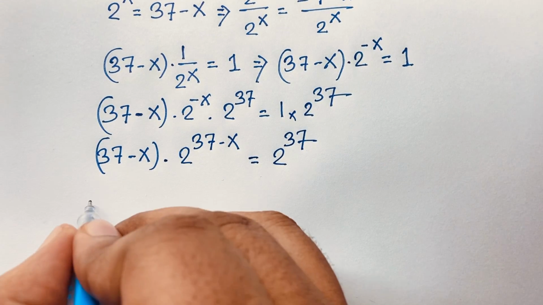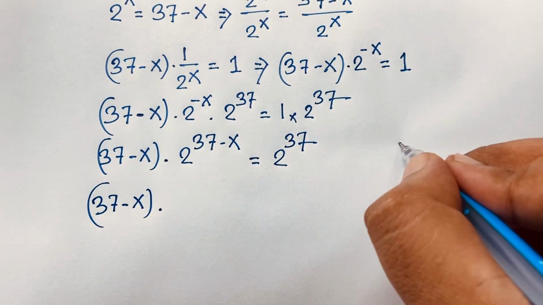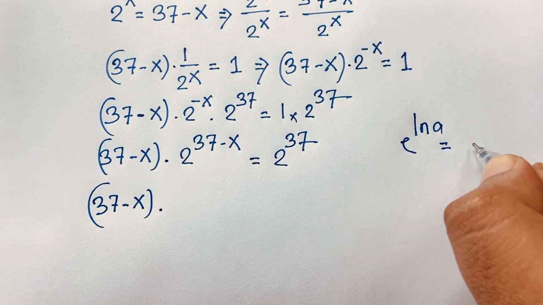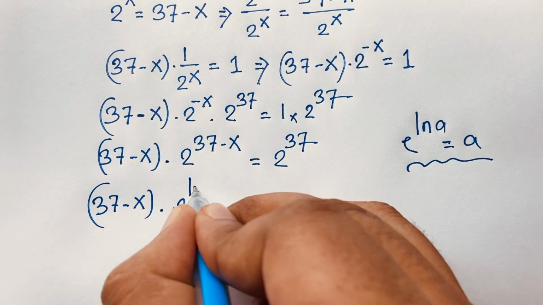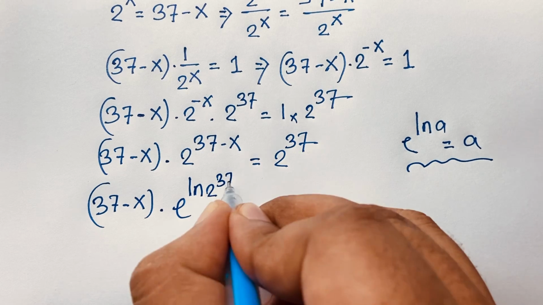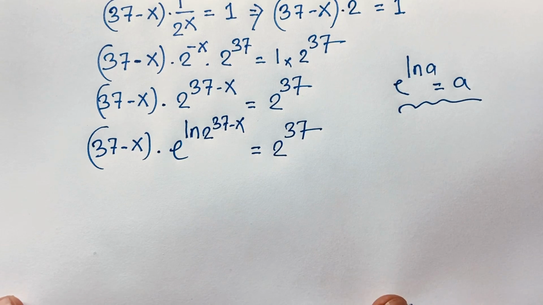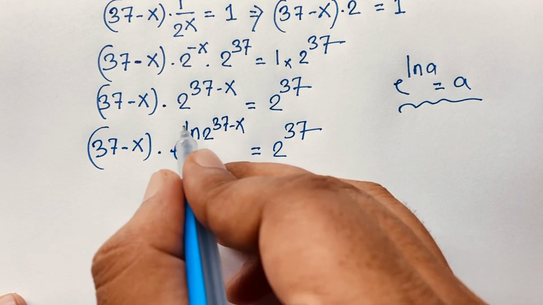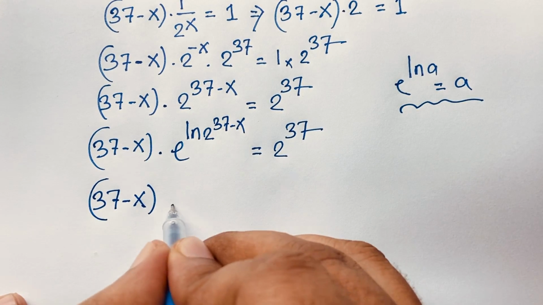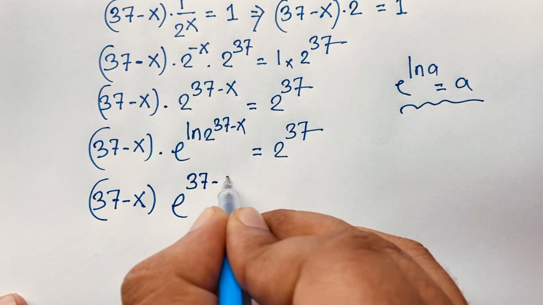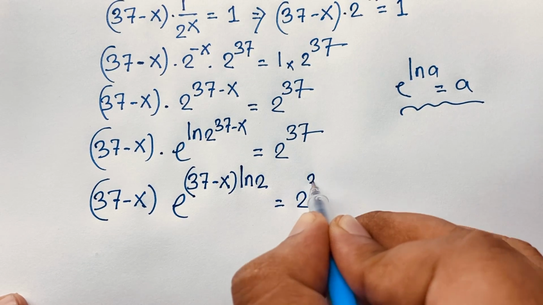Now here 37 minus x times, and you know that e to the power ln a is equal to a. So at this moment I apply this formula here. So it will be e to the power ln 2 to the power this 37 minus x is equal to 2 to the power 37. So according to natural log formula, we know that this exponent move on in front. So it will be 37 minus x times e to the power 37 minus x times ln 2 is equal to 2 to the power 37.